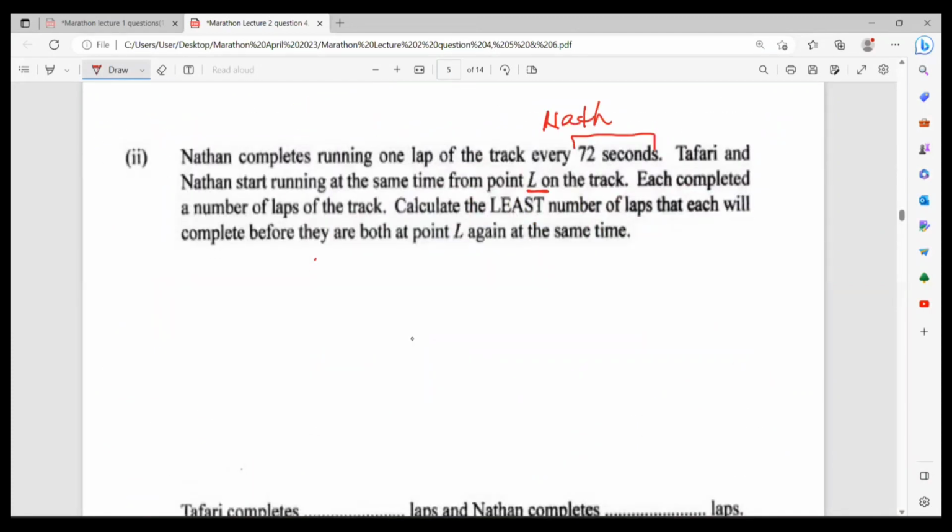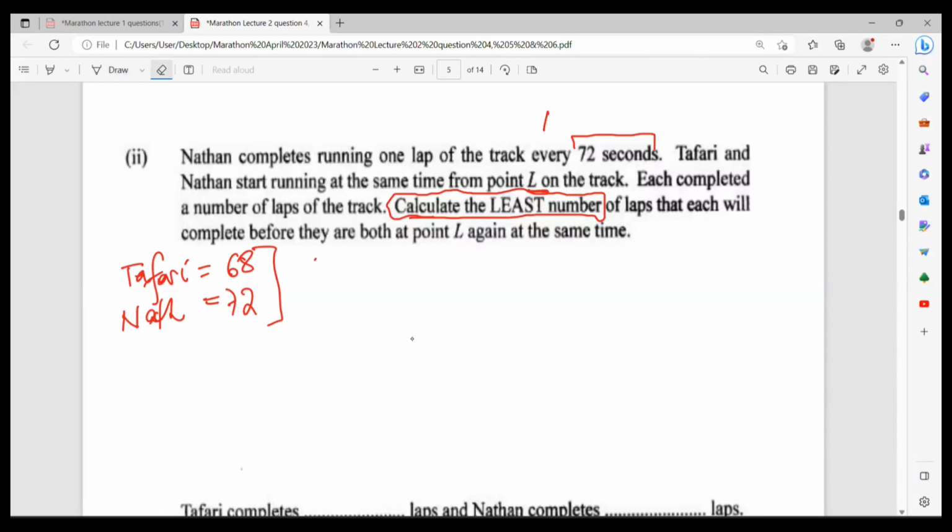Whenever you're doing math and you see you're comparing two sets of numbers, see Tafari's number here, 68. See Nathan's number here, 72. And you see they said calculate the least. Anybody want to tell me what maths concept comes to your mind when you say the least number of laps? The least. You're comparing two numbers and you want to know the least. Anybody? Lowest common multiple. Exactly. So if you're not going back to your little grade 6 work, you're in problem in your CSEC exam, you know. Because if you think it is too high, problem. Lowest common multiple you want.